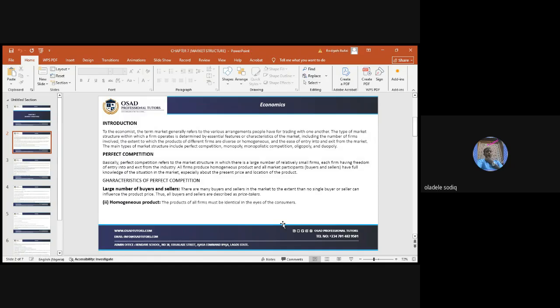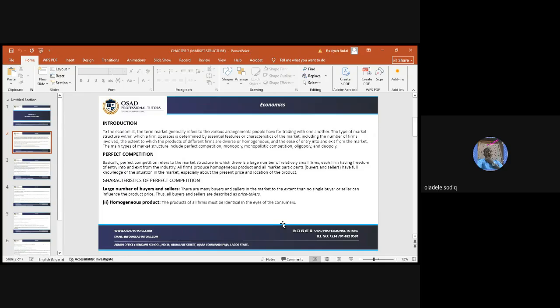It includes the number of firms. How many firms? The extent to which the products of different firms are diverse or homogeneous. When we say that it is homogeneous, that is a situation whereby the same product is of the same value, as opposed to different value.